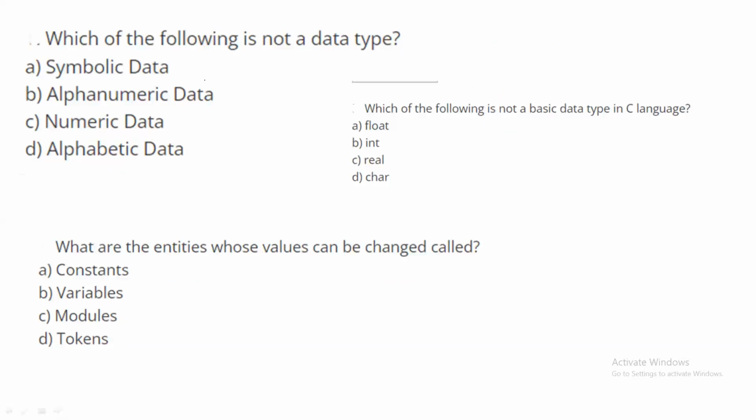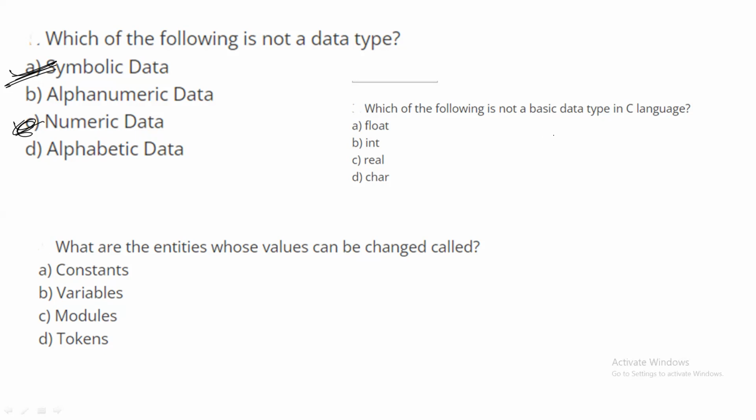The next question is which of the following is not a data type? Symbolic data, alphanumeric data, numeric data, or alphabetic data. Numeric data can be int, float, or something else. We have an alphabetic data type as well, alphanumeric too. Symbolic data, okay, we don't have any symbolic data in the data types, right? So symbolic data will be the correct answer.